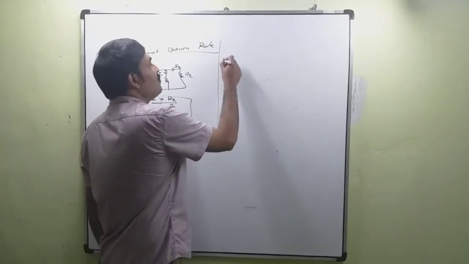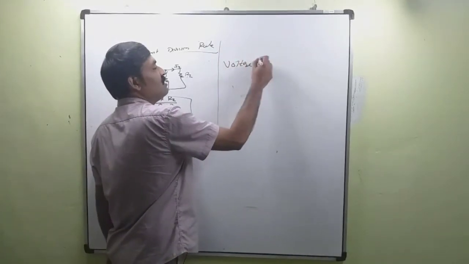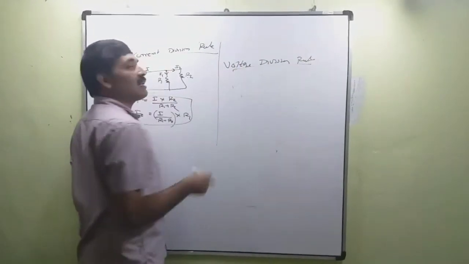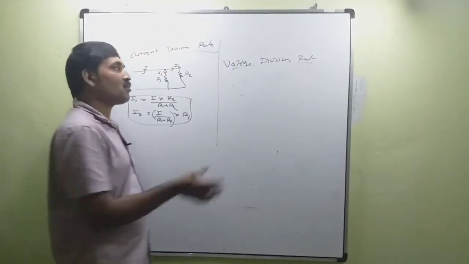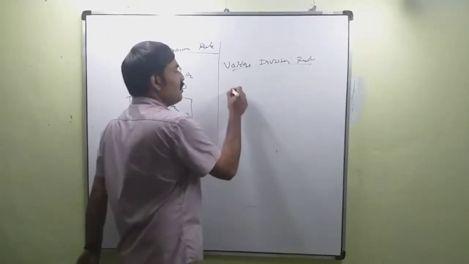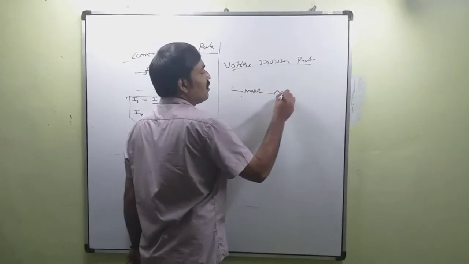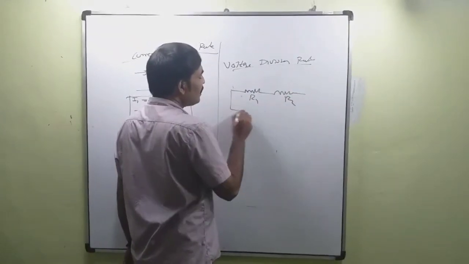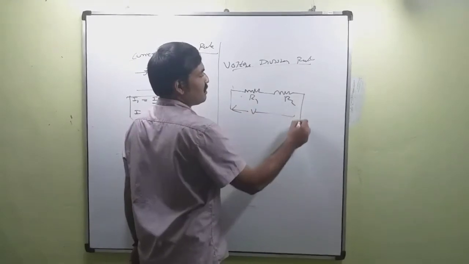Then the voltage division rule. If connected in parallel, voltage is the same. So this rule is applicable when the resistances are connected in series. Let R1, R2 be the resistances connected. Let V be the voltage applied.